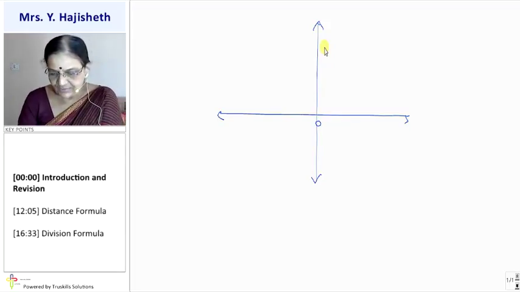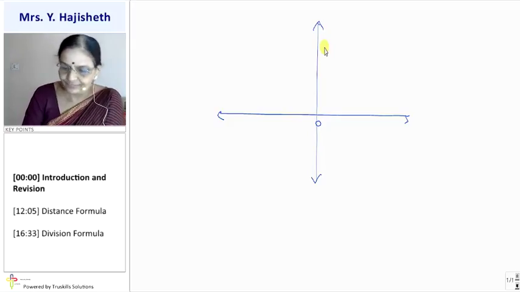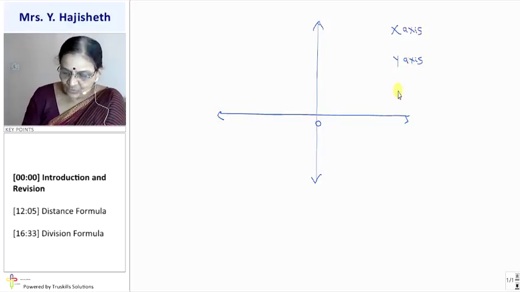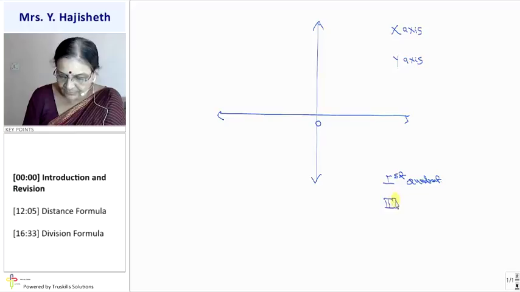Now this Cartesian coordinate axis divides the plane into 6 parts. First is x-axis, second is y-axis, and 4 parts. They are called quadrants and they are mutually disjoint. Clear? That is first quadrant, second quadrant, third quadrant and fourth quadrant.